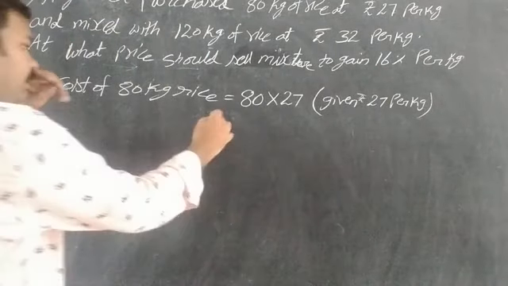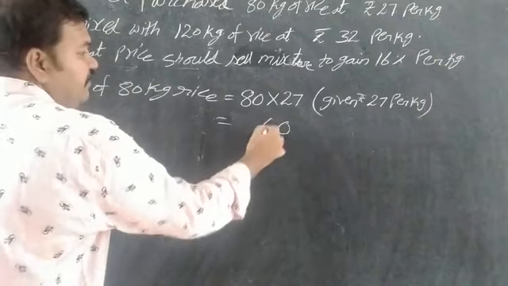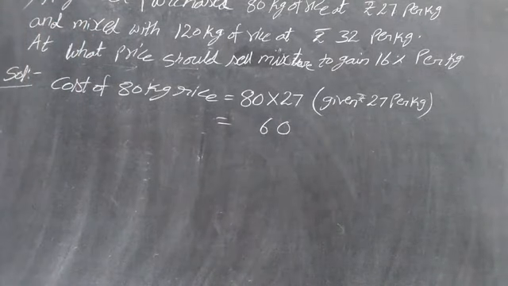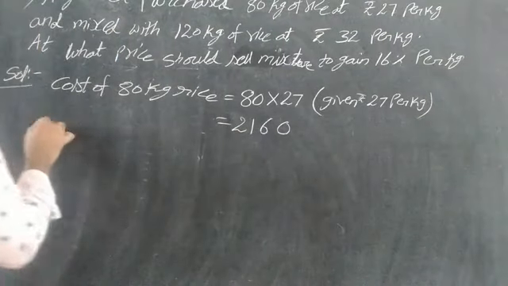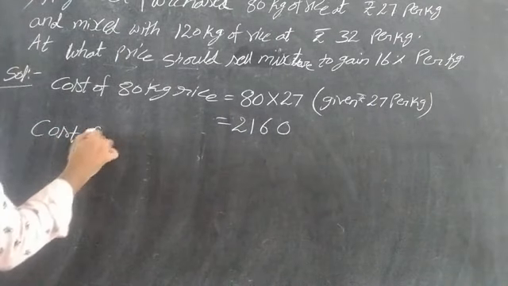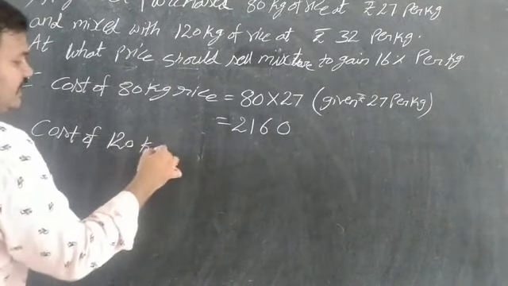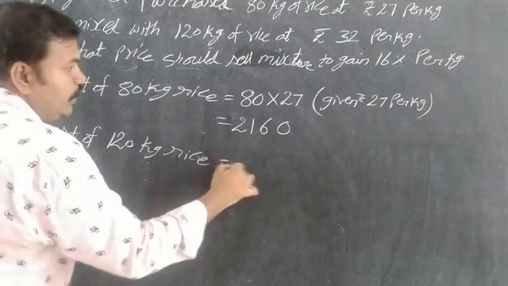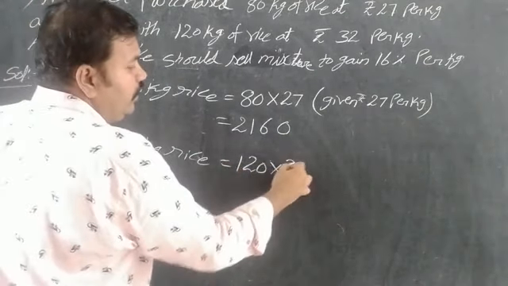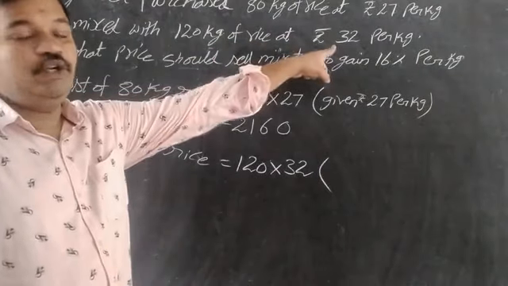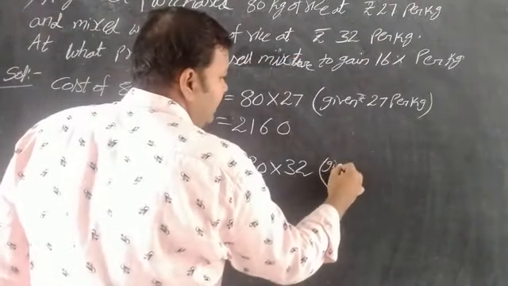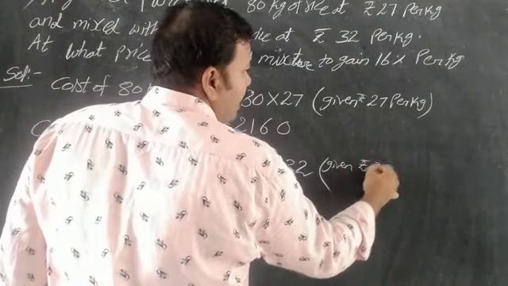So that is multiplication. 7 8s are 56. 8 2s are 16. 16 plus 5 is 21. 2160. Cost of 120 kgs rice is equal to 120 into 32. Where did I get 32? From this one, given rupees 32 per kg.